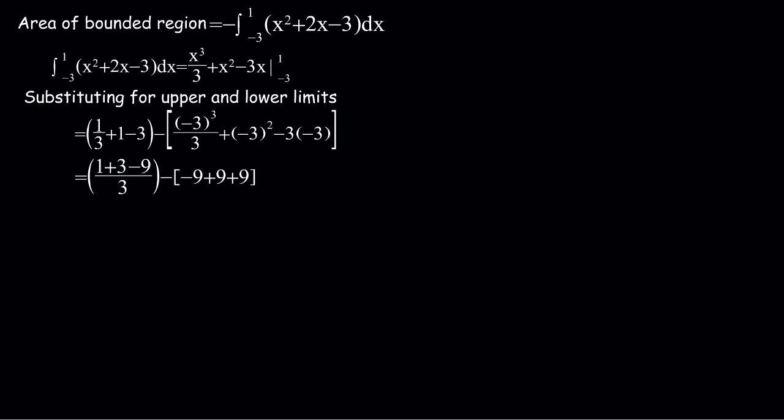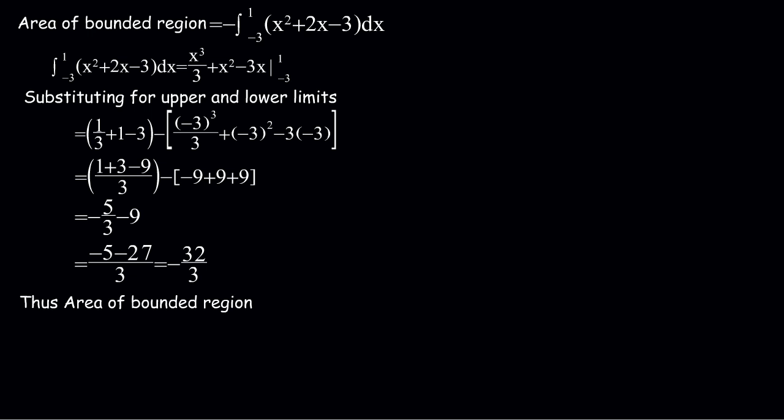on our left hand side, we will have the fraction (1 + 3 - 9) divided by 3, minus, in bracket, (-9 + 9 + 9), which is actually 9, which should be equal to -5/3 - 9, and solving the fraction, it is equal to (-5 - 27) divided by 3, which is equal to -32/3.